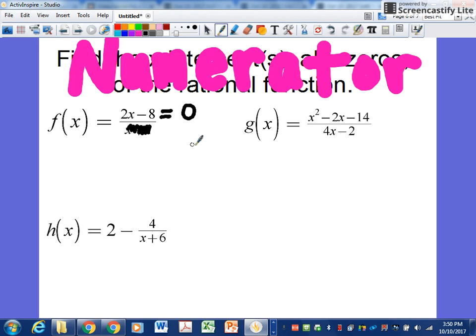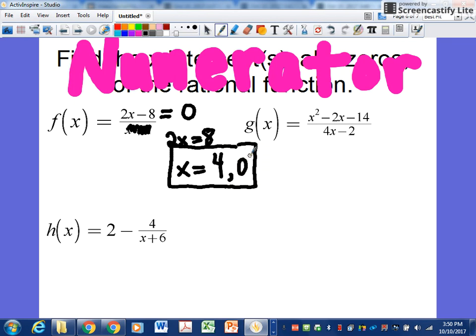2x minus 8 equals 0. So 2x equals 8. So our graph will cross the x-axis at positive 4. And since we're talking about an x-intercept, we'll put it in point form. If it says find the zeros, then just x equals 4 is fine. In fact, that's the answer that makes the most sense. Okay, so moving on to the next one.